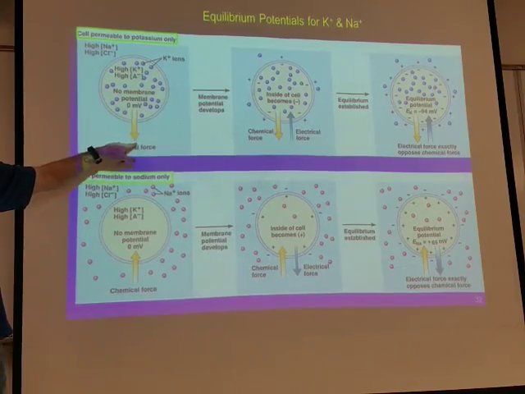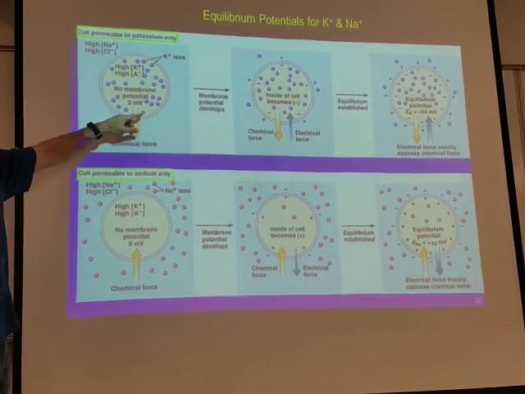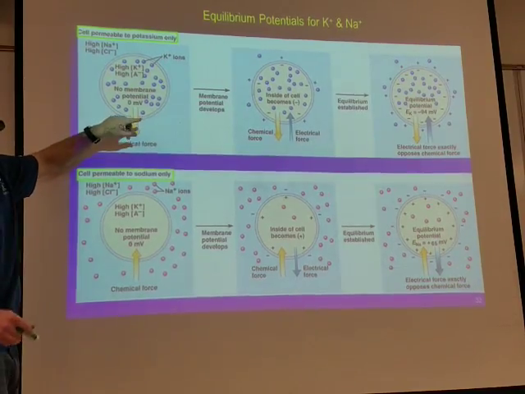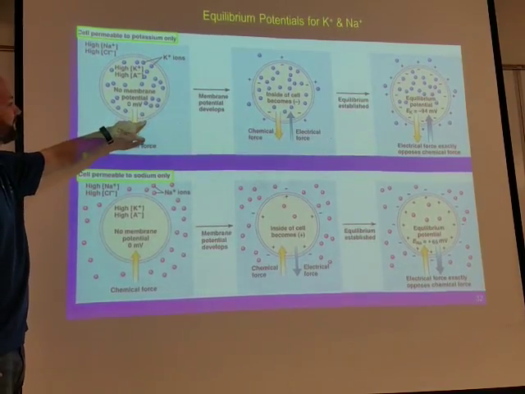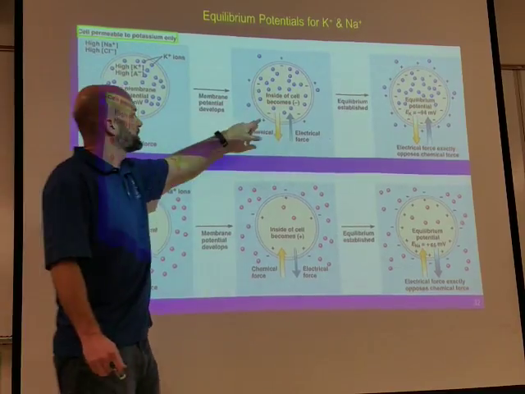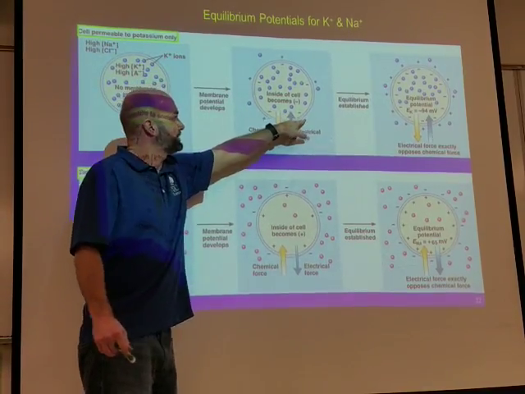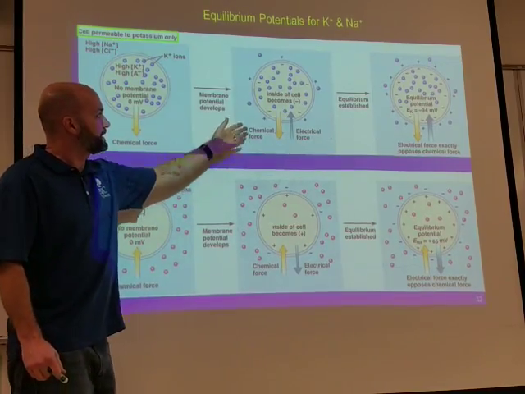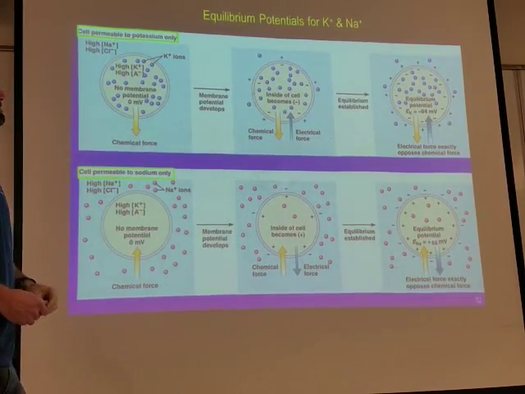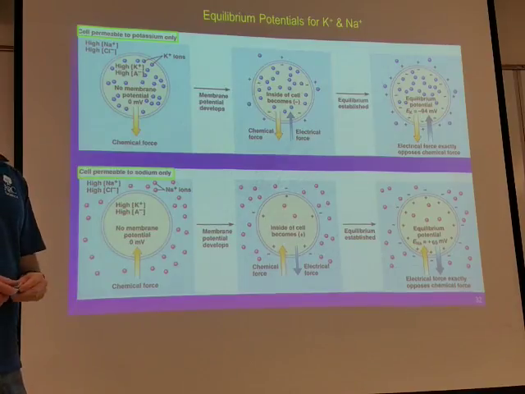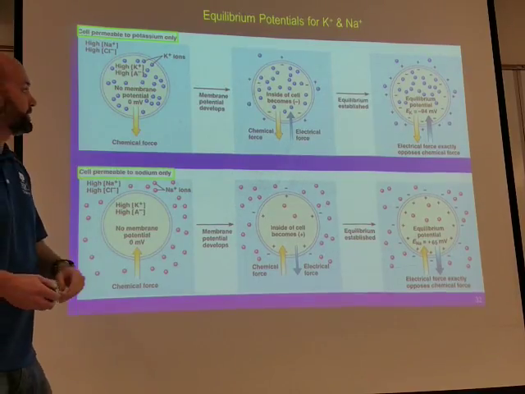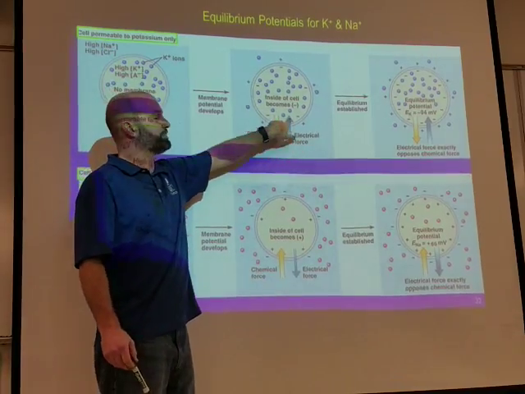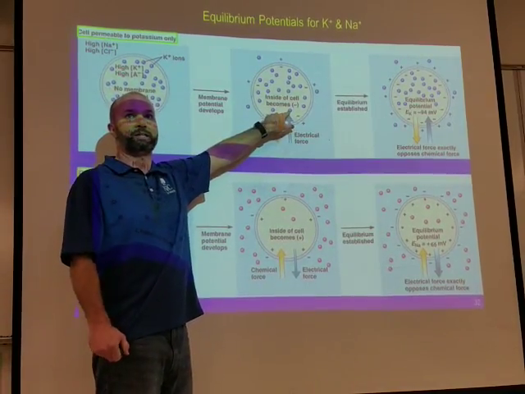It creates a membrane potential, right? Because you're losing positive from the inside, gaining positive on the outside. So the inside starts to become negative. The outside starts to become positive. And now you have a voltage of, let's say, minus 10 millivolts. Your concentration gradient doesn't change, but you are now developing an electrical gradient directed in.